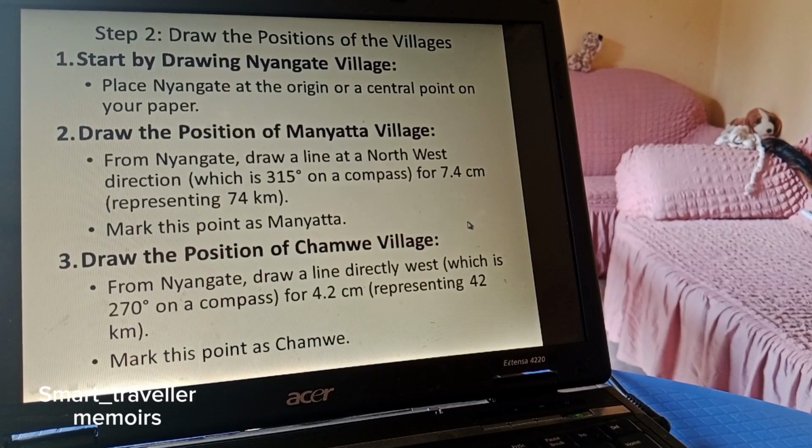Step 2. Draw the positions of the villages. Start by drawing Nyangate village. Place Nyangate at the origin or a central point on your paper.